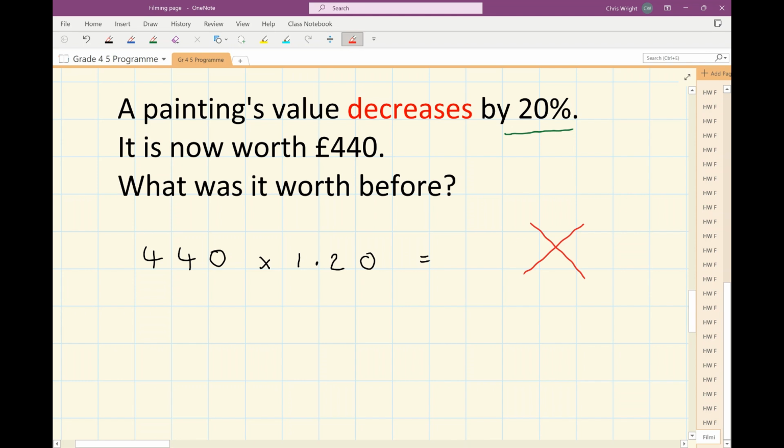Because when the value of the painting was originally decreased by 20%, it was decreased by 20% of the old value, not 20% of the new value. So you can't take 20% of the new value and add it on to get the old value. It's just not going to work. So we need a different method to solve these kinds of problems.